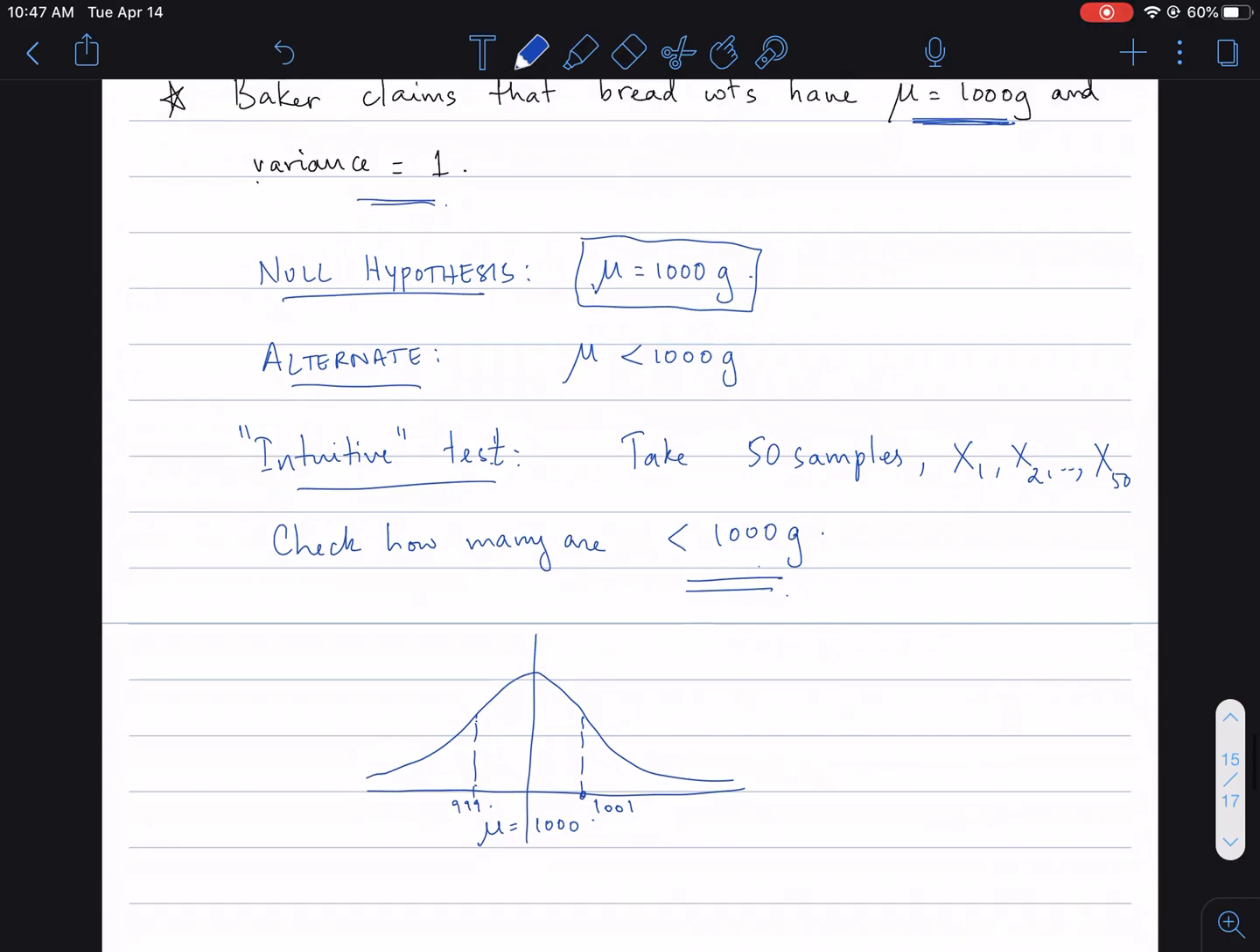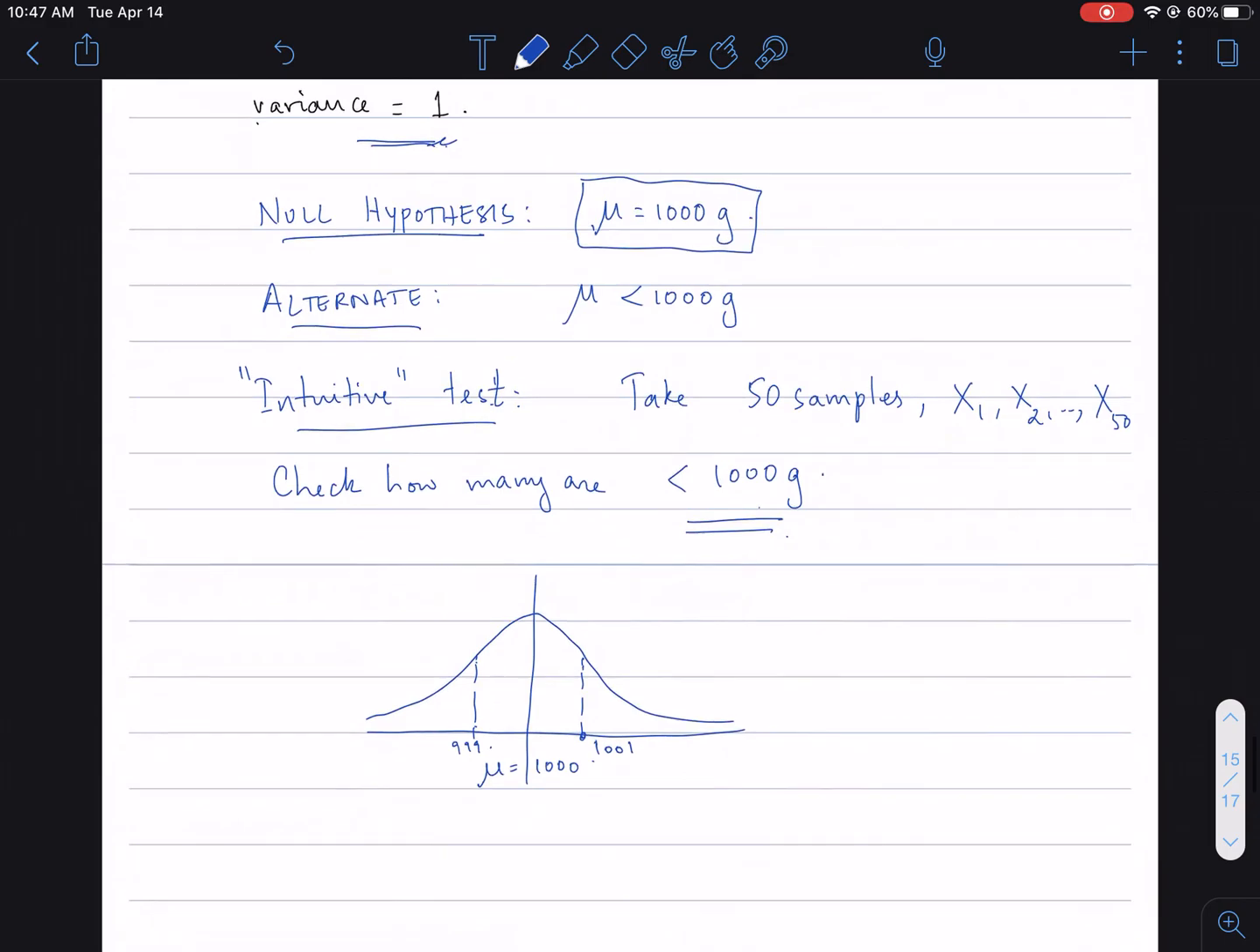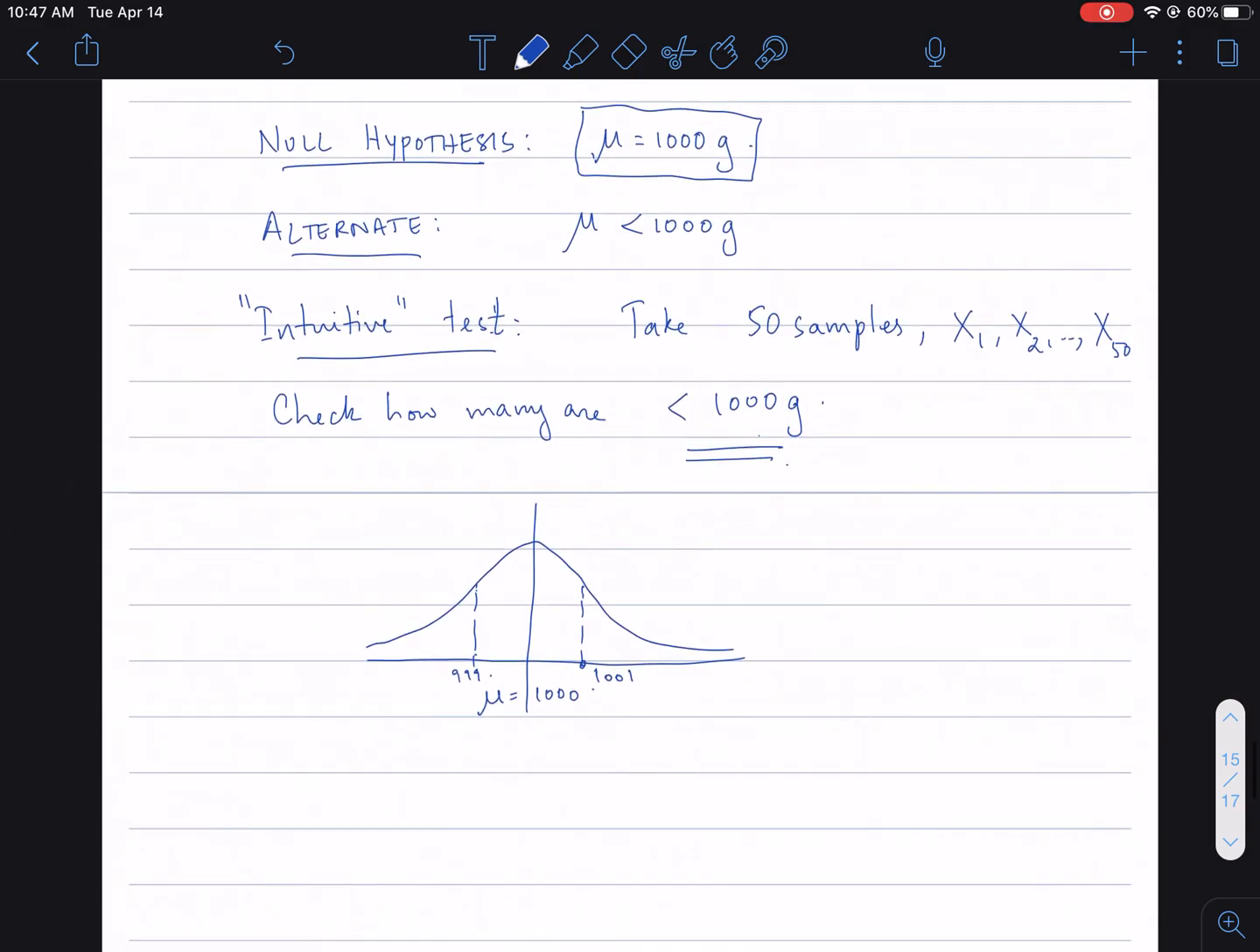Okay, so variance 1 is probably a very strong assumption in this case, but it doesn't matter. This is the kind of picture you have, right? So if mu is 1000 is this quantity, and you test how many are less than 1000, then 50% are going to be roughly less than 1000 even in this case. So you have to have a little bit of slack in your test.